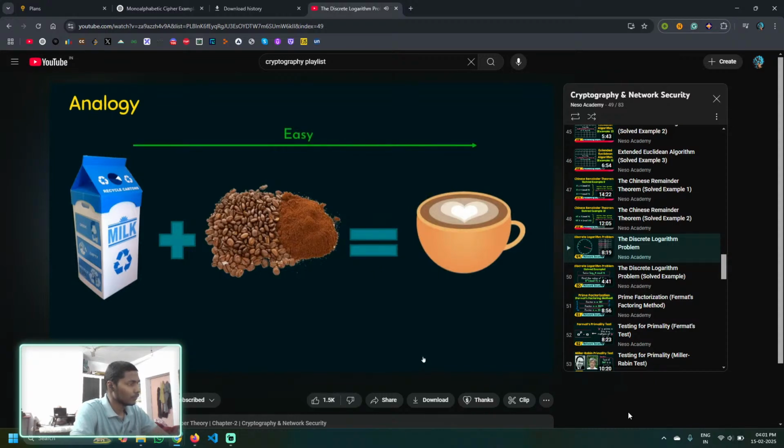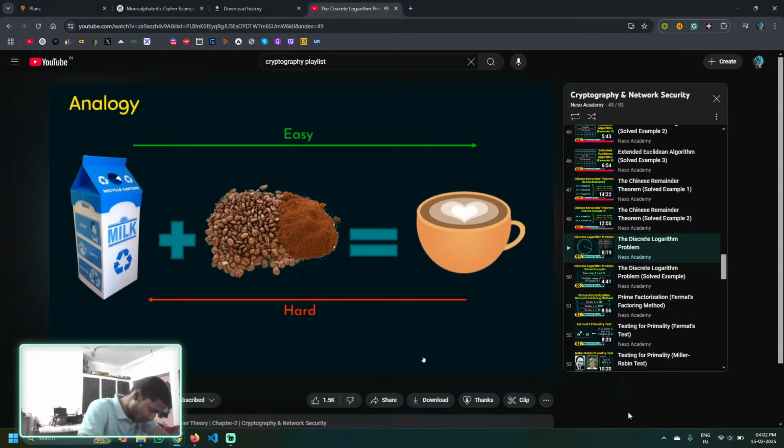Just think of the reverse situation. You are given the coffee and you are asked to estimate the exact quantity of milk and coffee powder used to prepare that coffee, which is certainly a difficult task. So it is not easy in the reverse direction. What I mean to say here is preparing the coffee is easy in one direction, but the reverse is hard. Please make a note of this analogy. I will link this analogy with the discrete logarithm problem in the later part of this presentation.